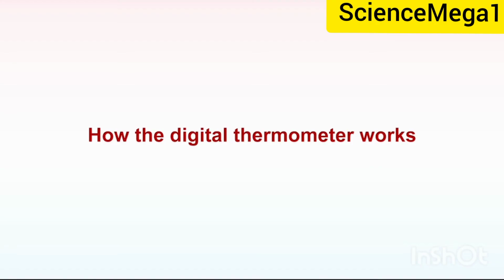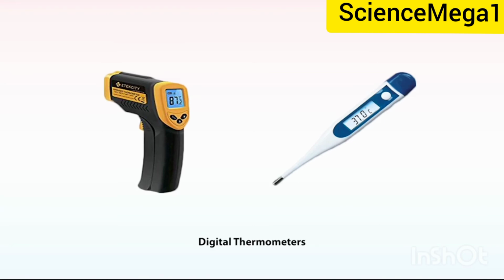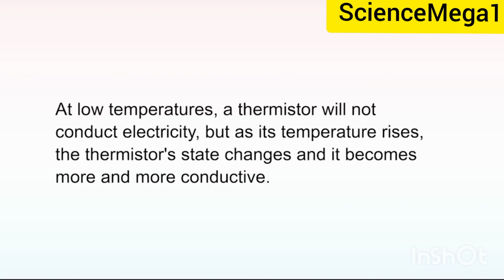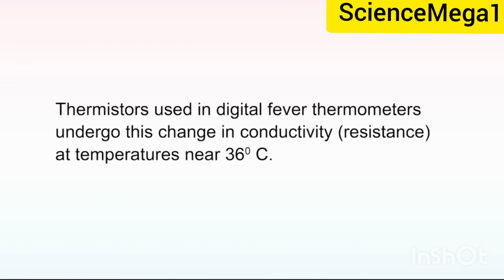Now let's see how the digital thermometer works. It contains a temperature sensor called a thermistor. It is sensitive to electric resistance. At low temperatures, a thermistor will not conduct electricity, but as its temperature rises, the thermistor state changes and it becomes more and more conductive. Thermistors used in digital fever thermometers undergo this change in conductivity or resistance at temperatures near 36 degrees Celsius.